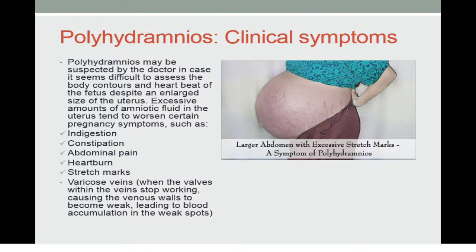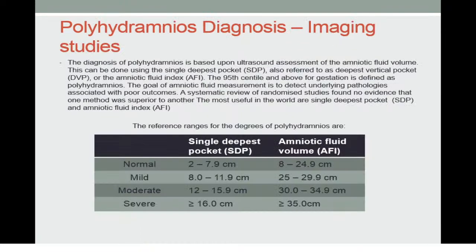An excessive amount of amniotic fluid in the uterus tends to worsen certain pregnancy symptoms such as indigestion, constipation, abdominal pain, heartburn, and stretch marks. Varicose veins occur when the walls within the vein stop working, causing the venous walls to become weak, leading to blood accumulation in the weak spots. So these are symptoms which will help you to diagnose polyhydramnios even if you have no additional apparatus. But if you have, it would be done earlier and more easily.